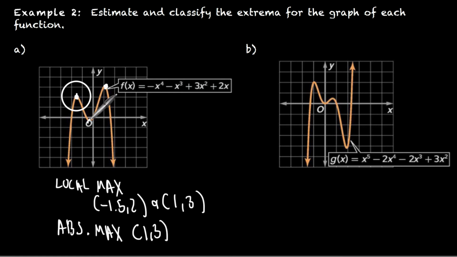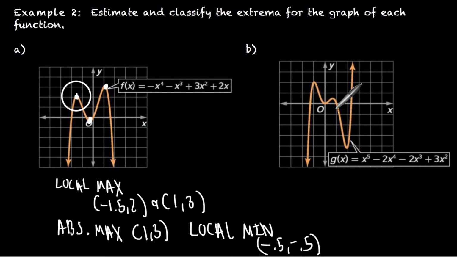Now, there's a point right here, and that's going to be a minimum value. So we'll call that a local or relative minimum. They mean the same thing. And that's going to be at, it looks like, negative 0.5 and negative 0.5.